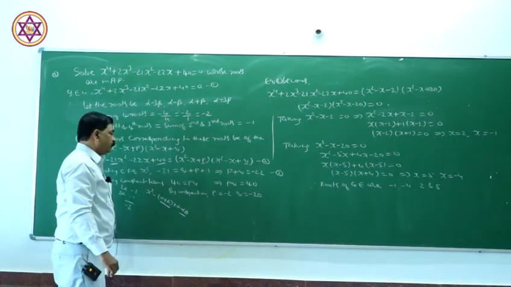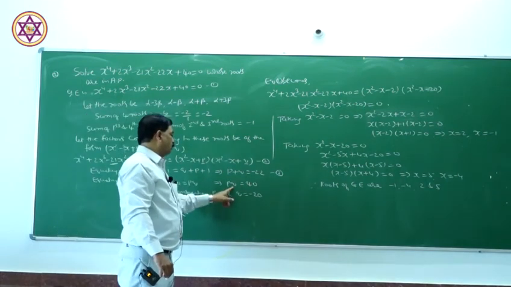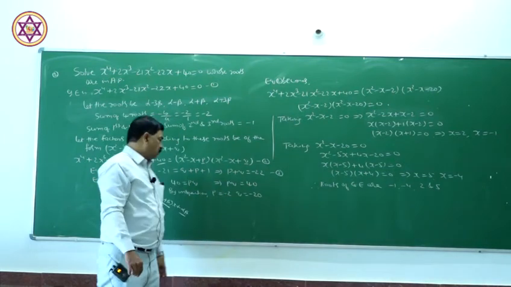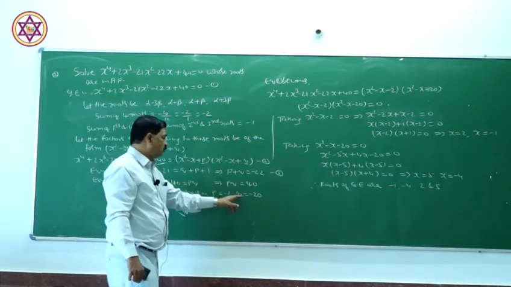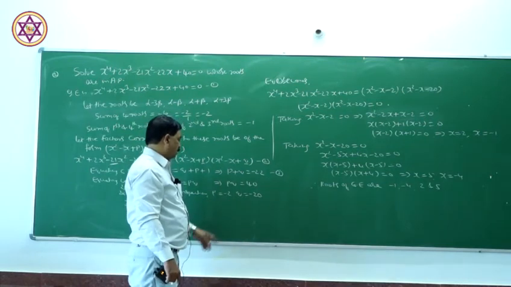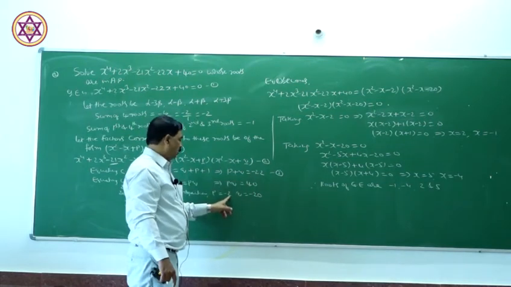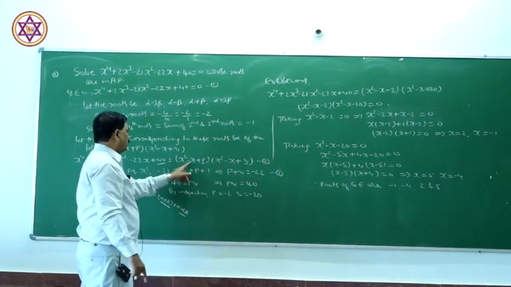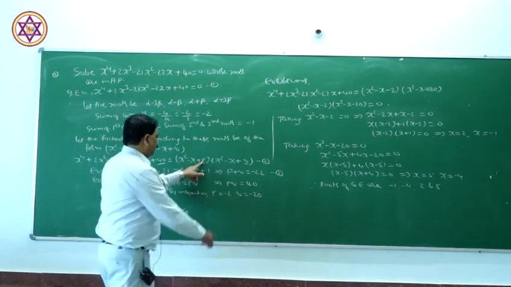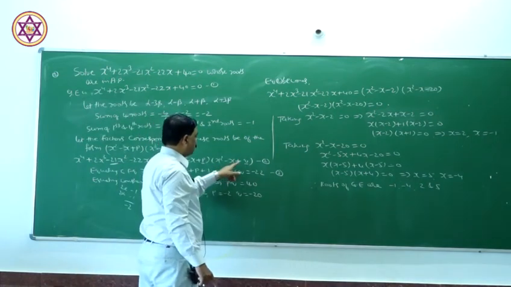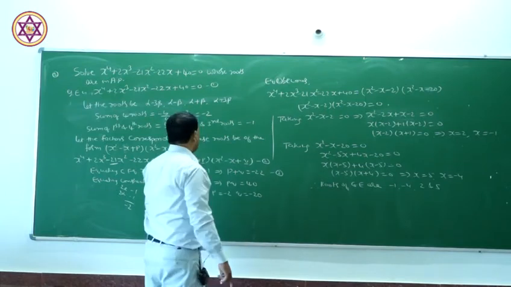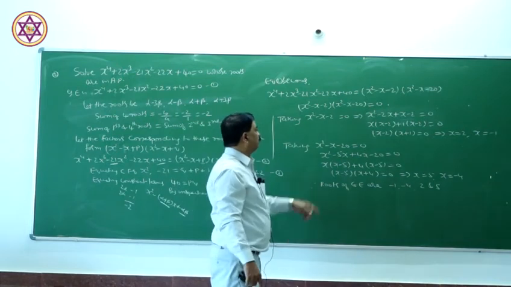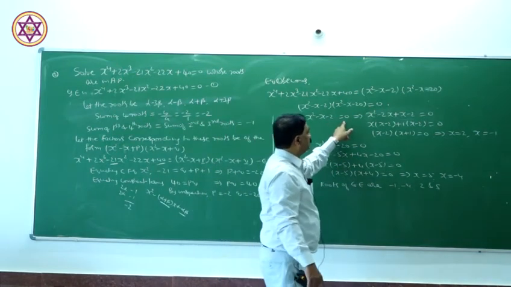So p plus q is minus 22 and pq is 40; the sum is minus 22 and the product is 40. Therefore, by inspection, p is equal to minus 2 and q is equal to minus 20. Adding these two we get minus 22, multiplying we get 40. So the factors are x squared minus x minus 2 and x squared minus x minus 20. I am substituting for p and q, so we get x squared minus x minus 2 equal to 0.